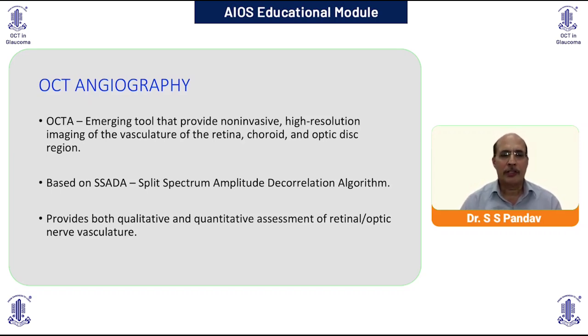This is based on SSADA, the split-spectrum amplitude decorrelation algorithm. I'll not go into details of the physics, but most of the time we use a swept-source OCT or some other form of OCT, and with a complex algorithm, we get a map of the retinal circulation in the area that we are studying. It provides both qualitative and quantitative assessment of optic nerve head vasculature as well as the peripheral retina.